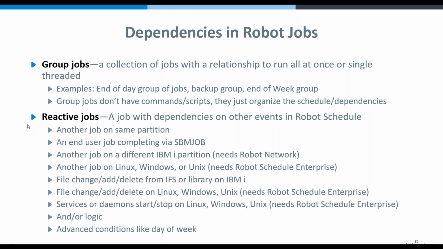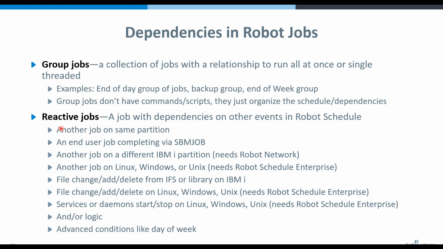That group job can be scheduled. That group job can have dependencies. And there's 2 types of group jobs. A group job can run single-threaded automatically, no need to worry about a single-threaded job queue, or it can simply blast all of its jobs out to all their respective job queues immediately. And you can even have some qualifications on individual group job members as to when they're going to run. Okay, so that's group jobs, very unique feature of Robot Schedule.